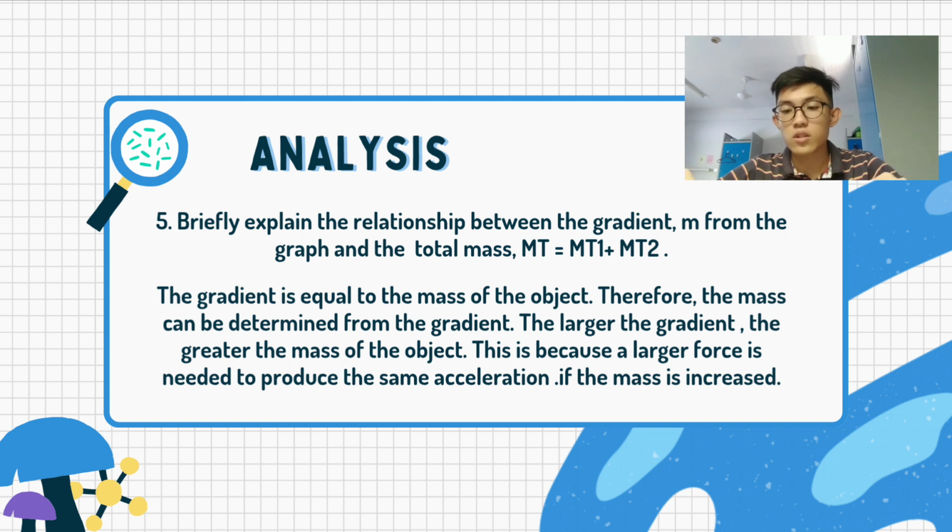Question 5 is to briefly explain the relationship between the gradient m on the graph and the total mass. The gradient is equal to the mass of the object, therefore, the mass can be determined from the gradient. The larger the gradient, the greater the mass of the object. This is because a larger force is needed to produce the same acceleration if the mass increases.